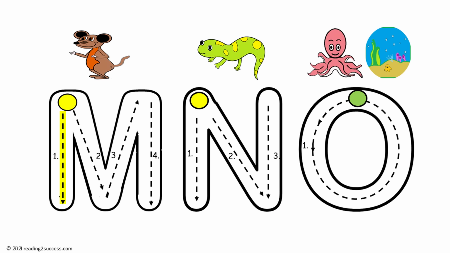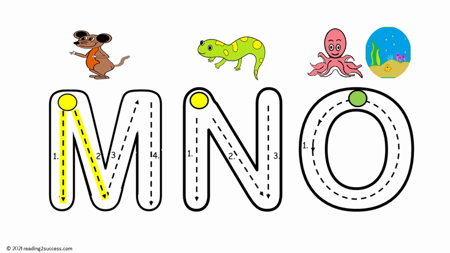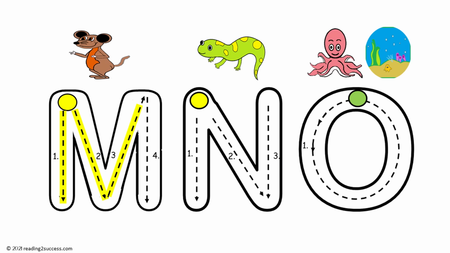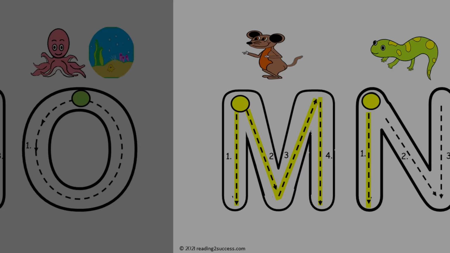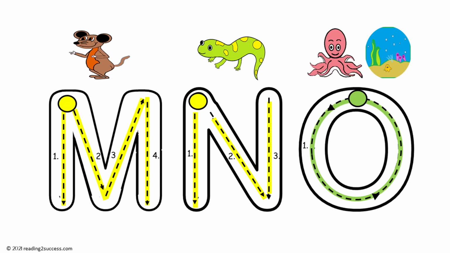The letter M has four parts. Part 1, 2, 3, and 4. The letter N has three parts. 1, 2, and 3. The letter O has one part.